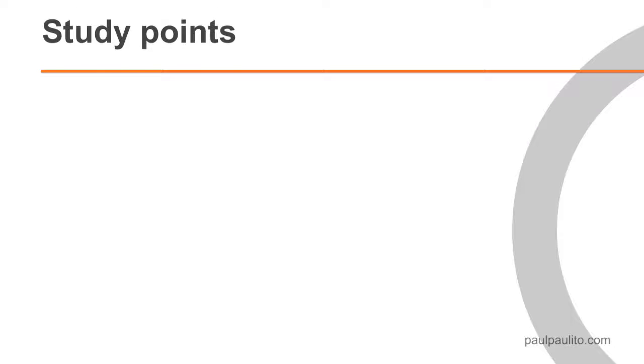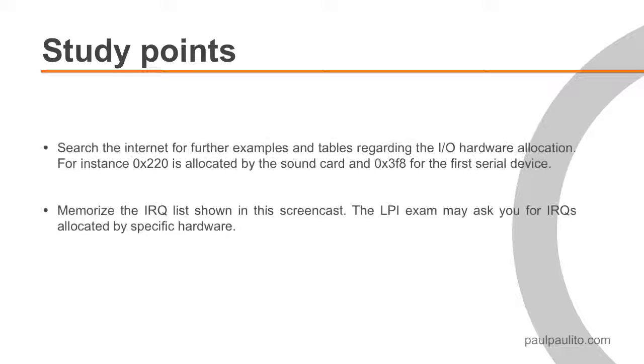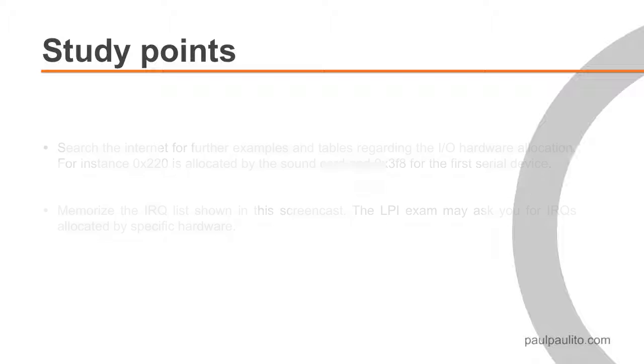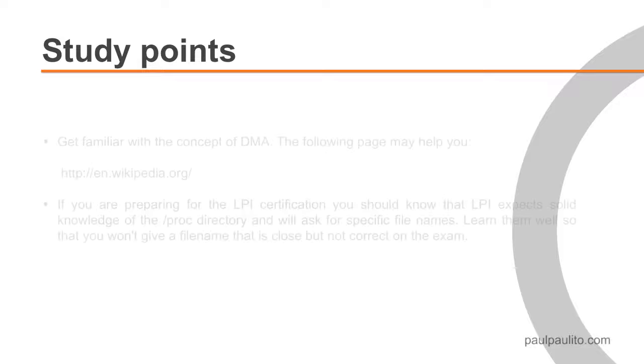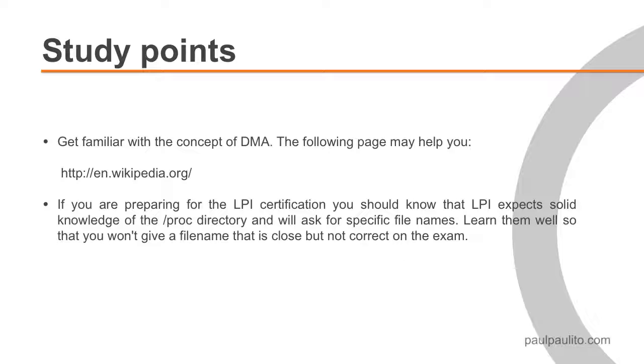Study points. Search the internet for further examples and tables regarding I/O hardware allocation. Some examples: 0x220 is allocated by the sound card, and 0x3F8 is allocated for the first serial device. Memorize the IRQ list shown in this screencast. The LPI exam may ask you for IRQs allocated by specific hardware. Get familiar with the concept of DMA. The following page may help you.